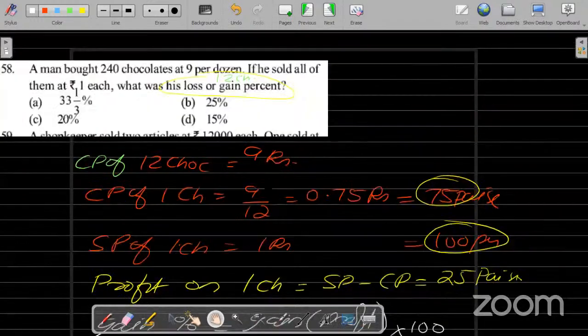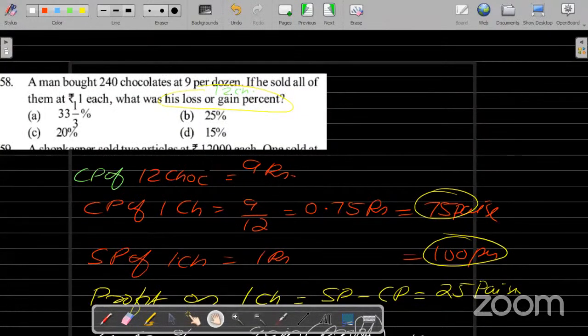The question was, a man bought 240 chocolates. The 240 is given just to confuse you. It's not needed. Chocolates are 9 per dozen. 1 dozen is 12 chocolates. Cost price of 12 chocolates is 9 rupees. Cost price of 1 is 75 paise, 9 by 12. Selling price of 1 is 1 rupee, 100 paise. Profit is 25 paise. Profit percentage will be 25 by 75 into 100. It's a question that can be answered in a few seconds.